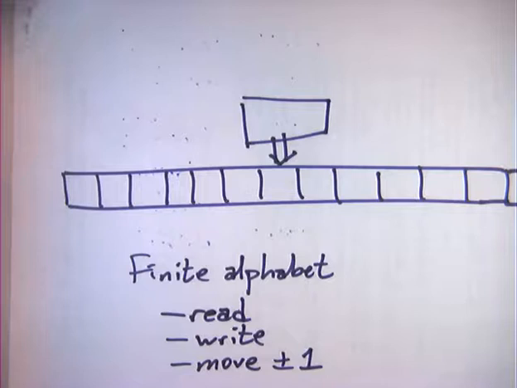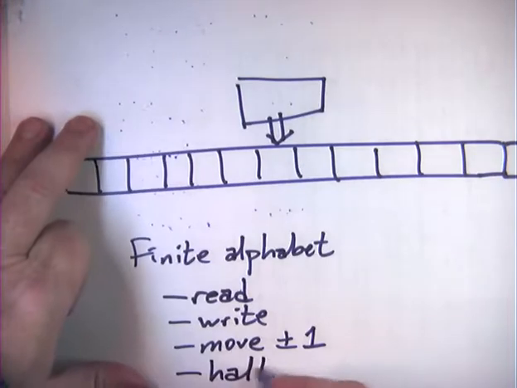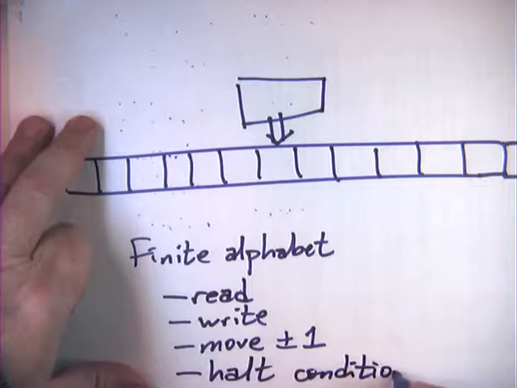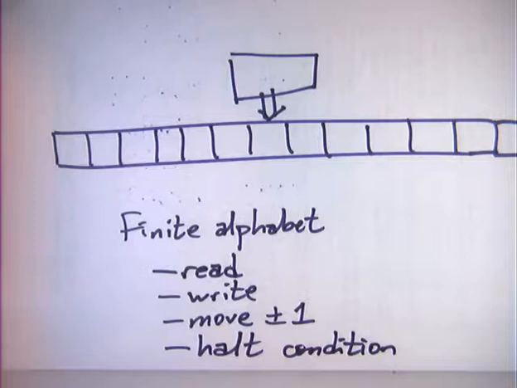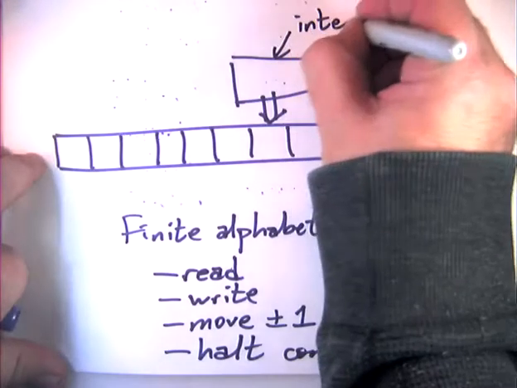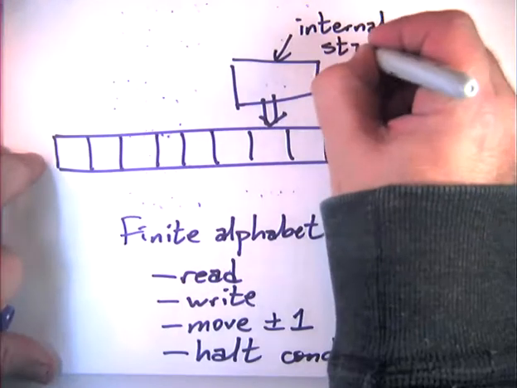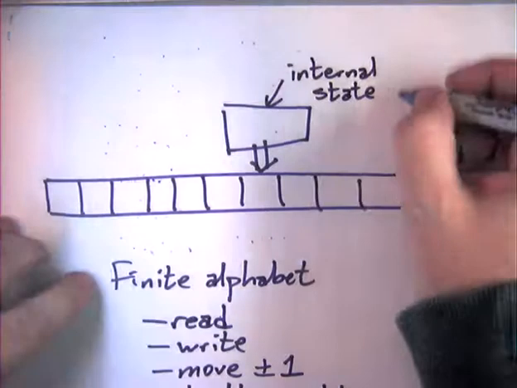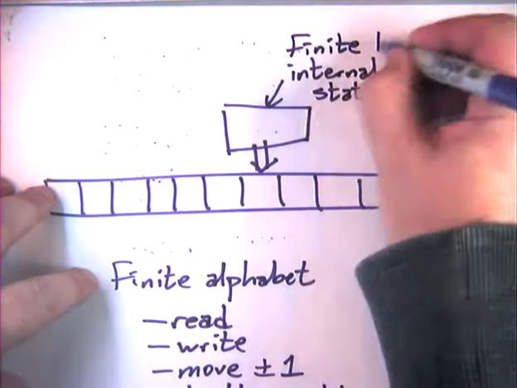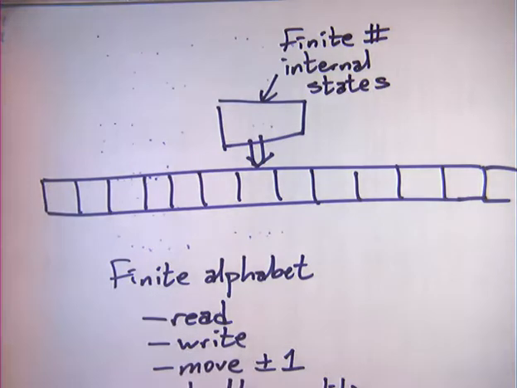And then there are some conditions that would allow me to stop and say, I'm done. I've computed the thing. Okay, and there are lots of different ways that you can define what this halting condition is. And then the last thing is that the computer itself has some internal state, but only from some finite set.